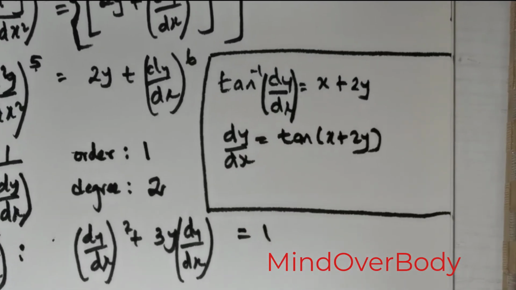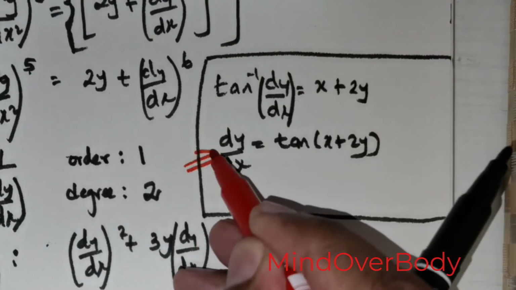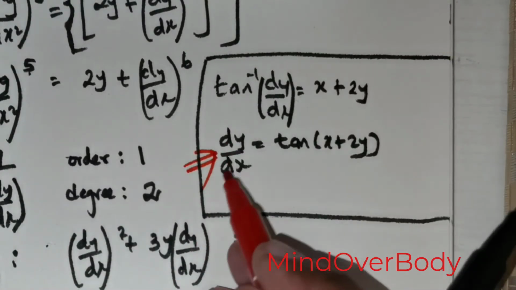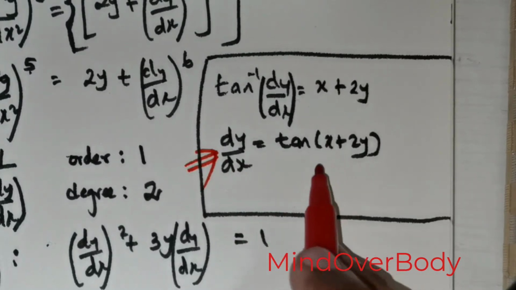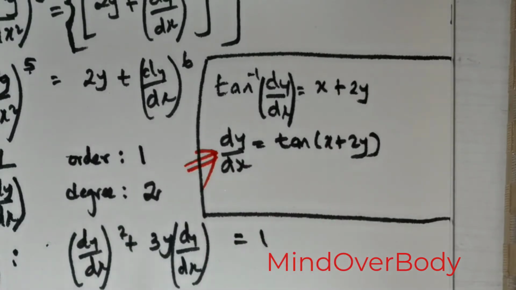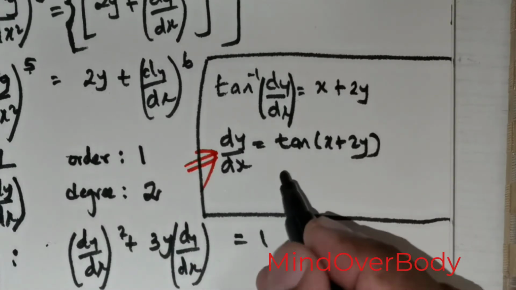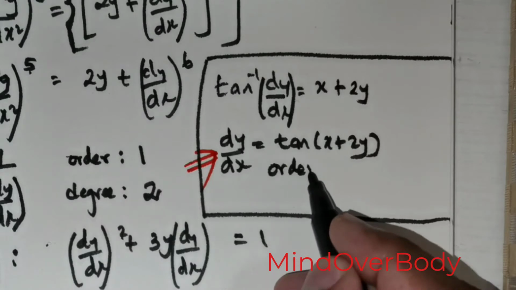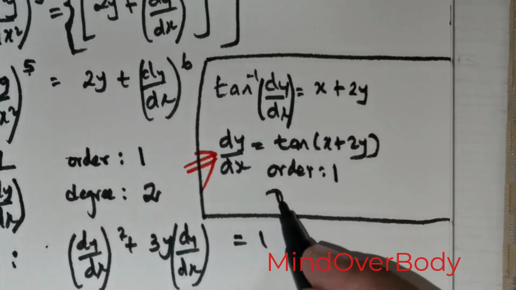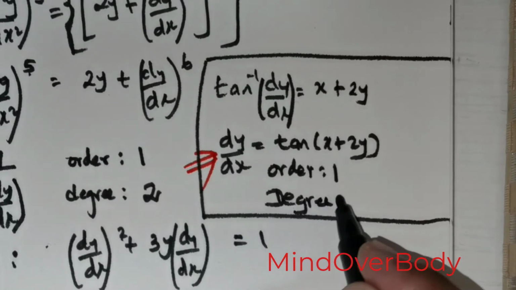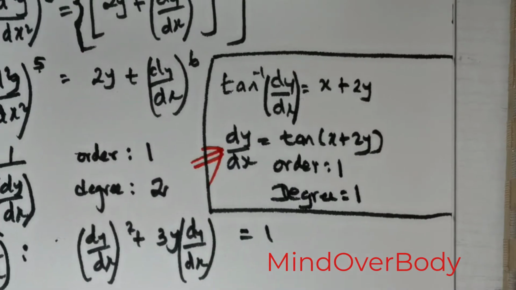But in this case, if you observe the question, clearly you can see that dy over dx is standing alone, and there isn't any dy over dx sandwiched between a third function. So that would mean I got the form that I'm looking for. So clearly the order, the highest differential, is 1, and the degree of the highest differential is also 1. So that is the end of the solution for this question.